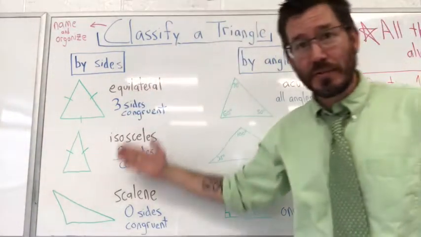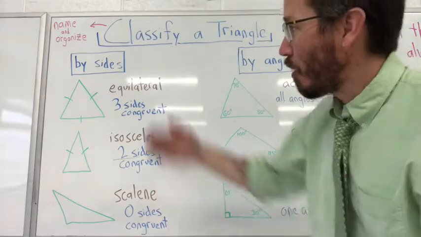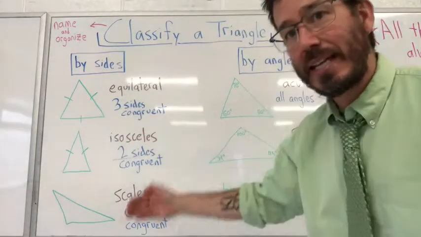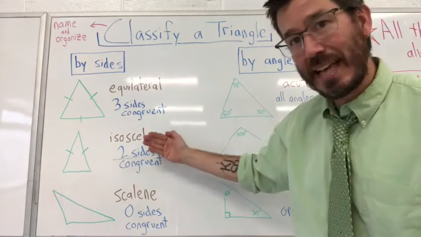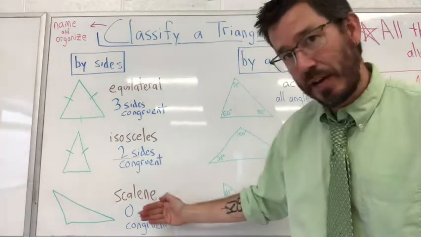Let's take by sides first. All these words should look familiar. There are 3 ways to classify a triangle by sides: an equilateral triangle, an isosceles triangle, and a scalene triangle.